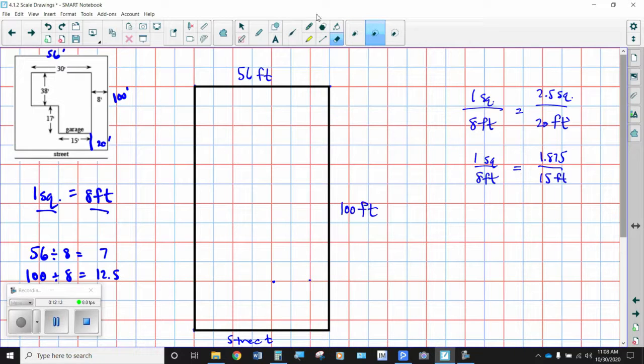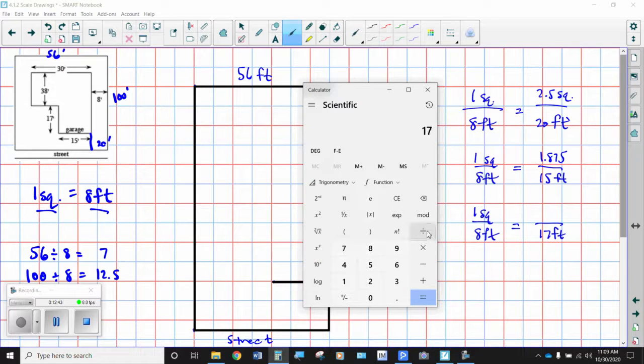So let's start putting in our number lines. And this is going to be the front of the garage. And let's work our way around this way. So this one has to be 17, so that's going to be a little bit further, right? It's going to be 2 point something. So let's take 1 square, which is equivalent to 8 feet, is some number over 17 feet. So what is 17 divided by 8? 17 divided by 8 gives me 2.125.